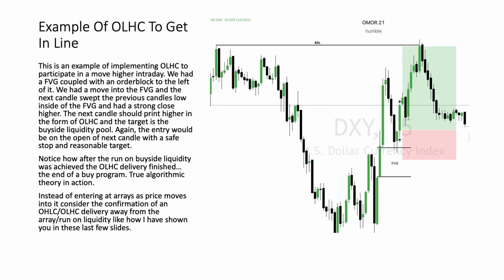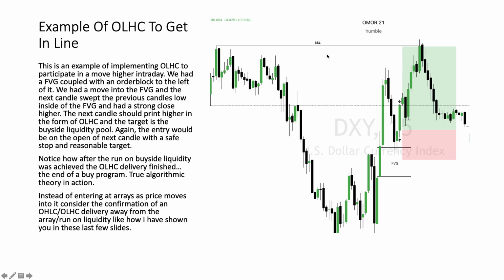Now, again, the entry would be on the open of the next candle with a safe stop and a reasonable target. Notice how after the run on buy side liquidity was achieved, the open, low, high, close delivery finished. That's the end of a buy program. Buy stops delivered to. That's true algorithmic theory in action.